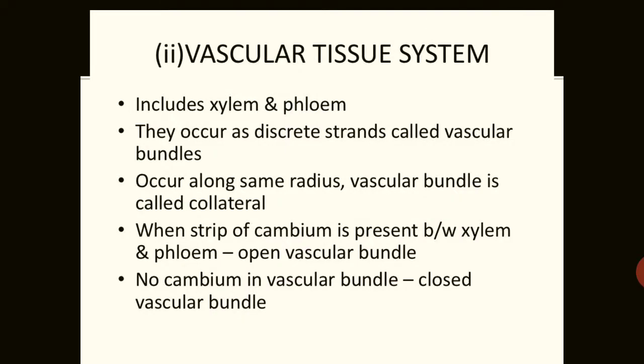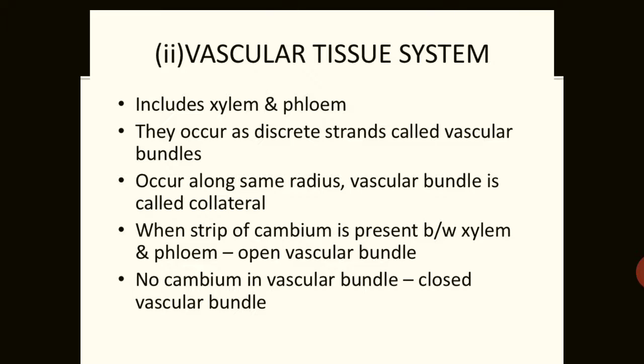The vascular tissue system is composed of vascular tissues, meaning xylem and phloem. So this tissue system is known as the vascular tissue system. It includes the xylem and phloem. It occurs as discrete strands called vascular bundles, meaning they are conjoined to form a bundle-like structure, and sometimes occur along a radius.